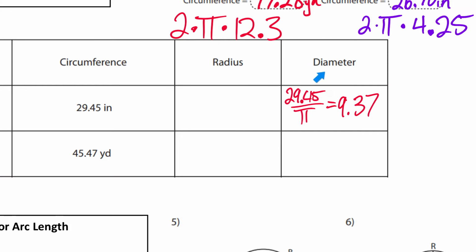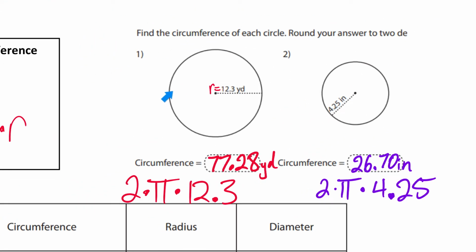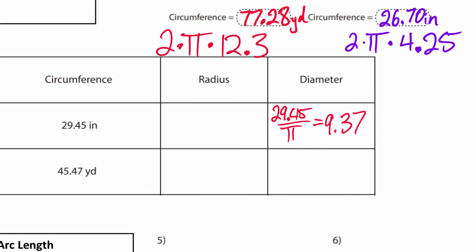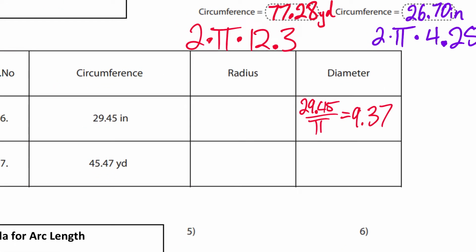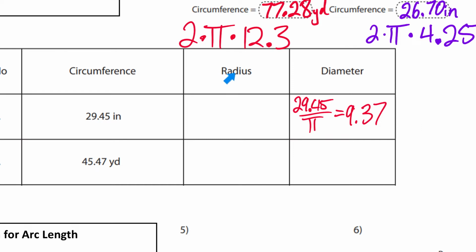Now how do I get from the diameter back to the radius? If you think about it, the diameter would just be going all the way across. The radius is just halfway. So if I know the diameter, how do I get the radius? Times 2. Oh, divided by 2, yes. Because the diameter goes all the way, the radius only goes half. So to get from here to here, you cut it in half. So we would just do 9.37 divided by 2. 4 point what? 68.